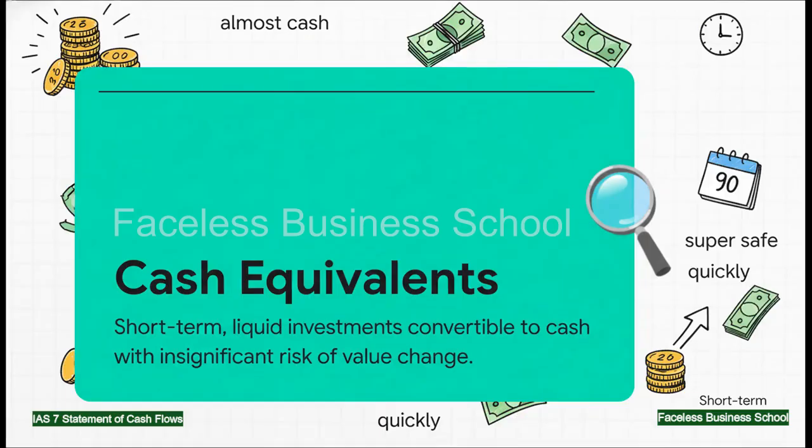Next, we've got cash equivalents. Now think of these as things that are almost cash. They're super safe, short-term investments that can be turned back into a known amount of cash really quickly. We're typically talking about a maturity of 3 months or less.